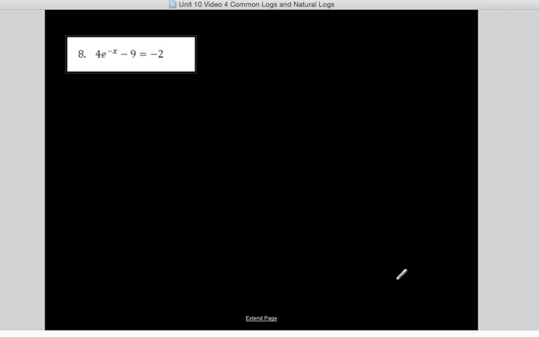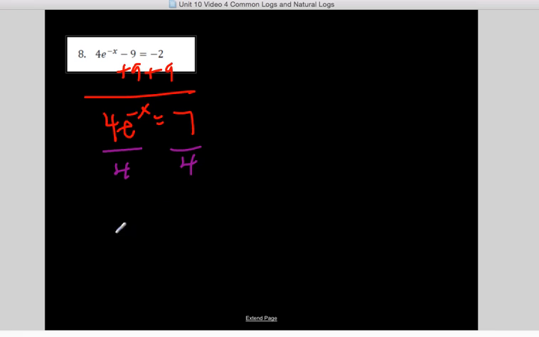Okay, we want to get e by itself. So first thing is add 9. So I have 4e to the negative x is equal to negative 2 plus 9, which is 7. Divide by 4.